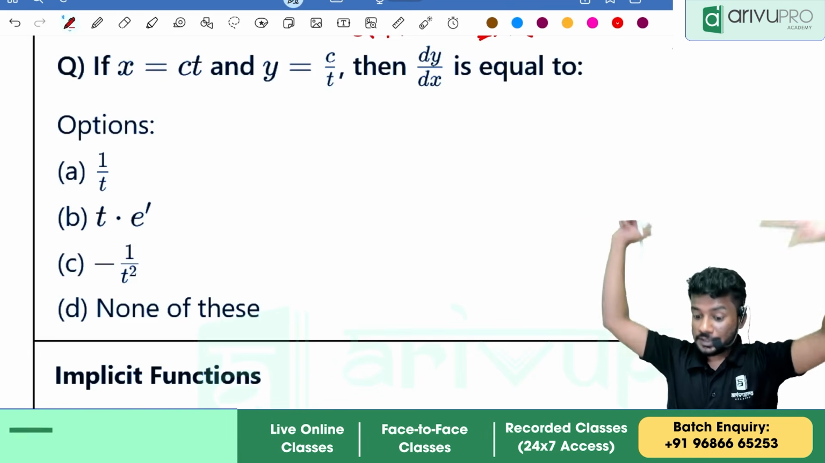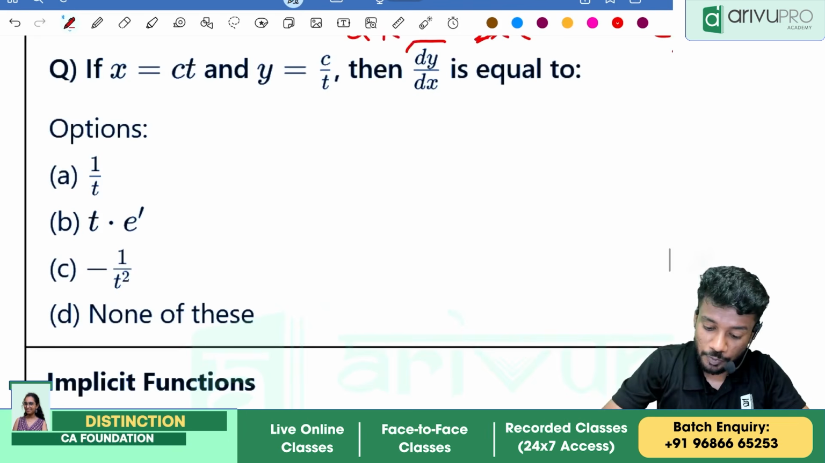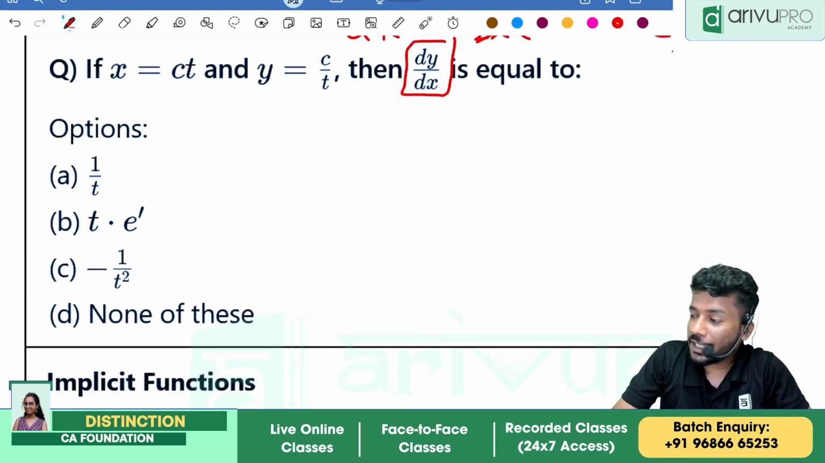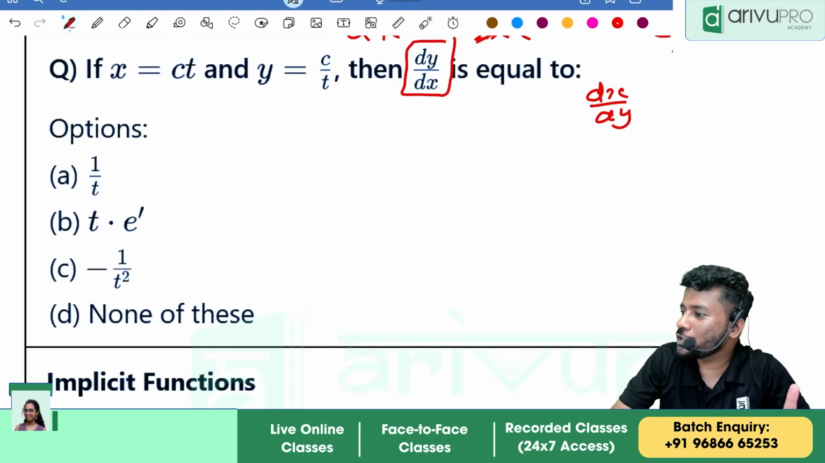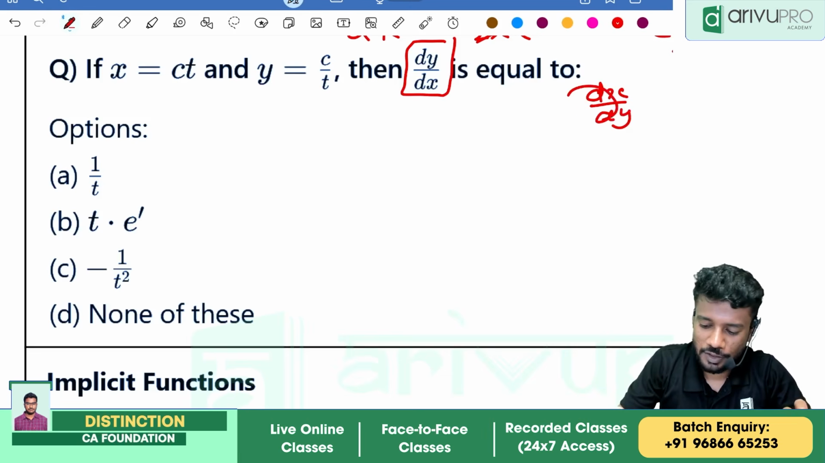And one more thing, always read this properly in parametric. Certain times they will ask for dx by dy. Then you should take equation 2 divided by equation 1.